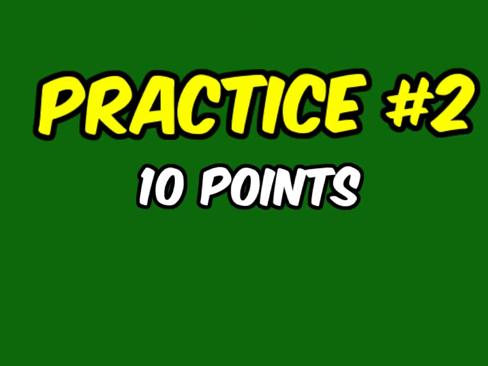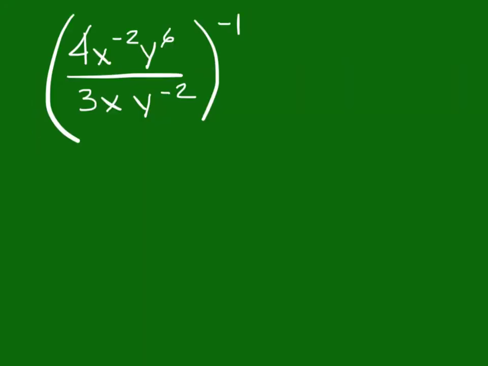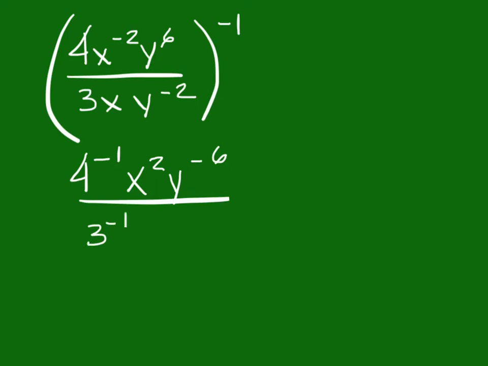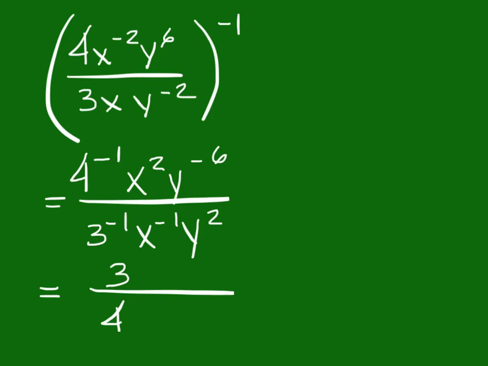Here's another one. Bring this one up. Multiply through by the -1 exponent to get 4 to the -1, x to the second, y to the -6, over 3 to the -1, x to the -1, y squared. Then move according to the negative exponents. You will have a 4 on the bottom and a 3 on the top. And since they're to the first power, they stay the same.